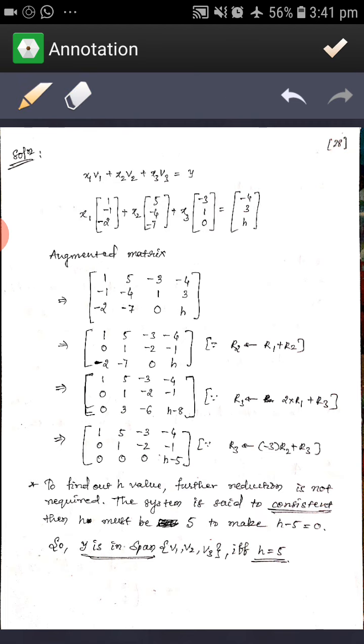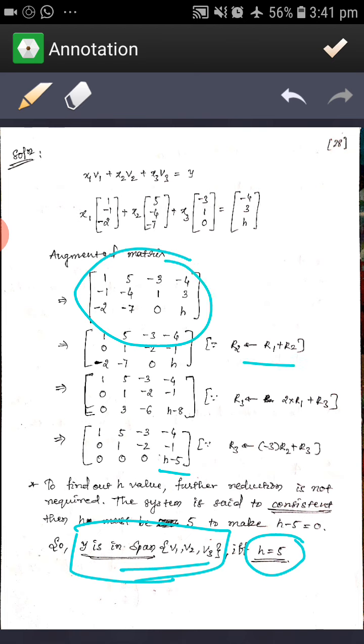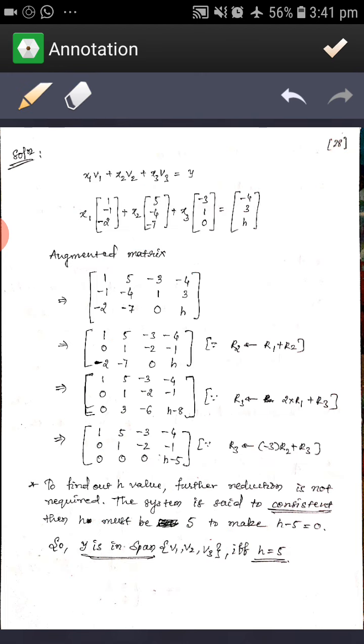So here h = 5 makes the system consistent, and in this case y is in the span of v1, v2, v3. You write the equation in augmented form, apply row operations, and first make it echelon form. Then you see that the third row is h - 5, and if you put h = 5 it will be consistent. So we can directly say that y is in the span of v1, v2, v3, without calculating the variables here.